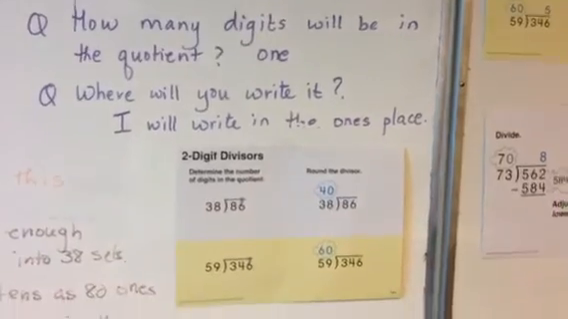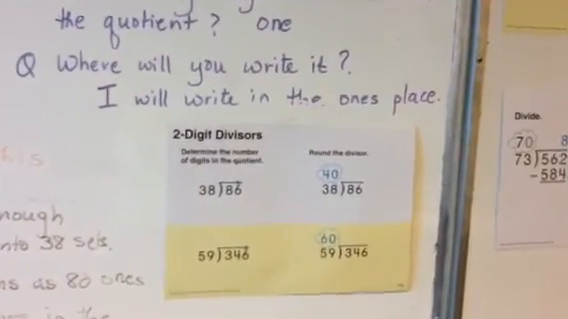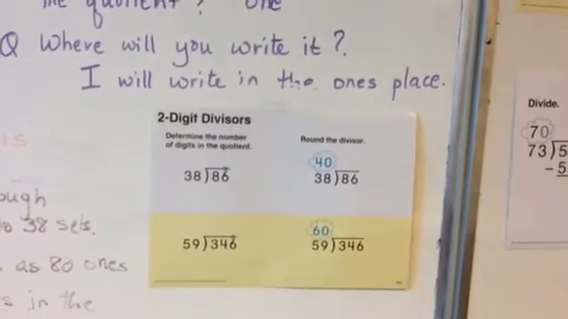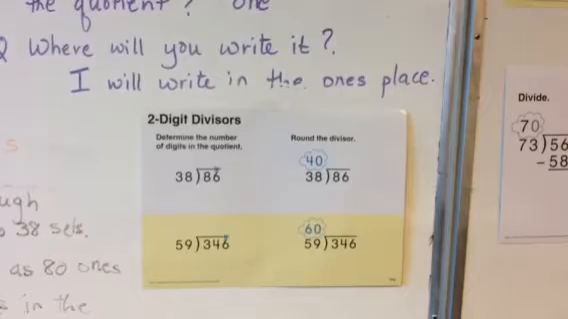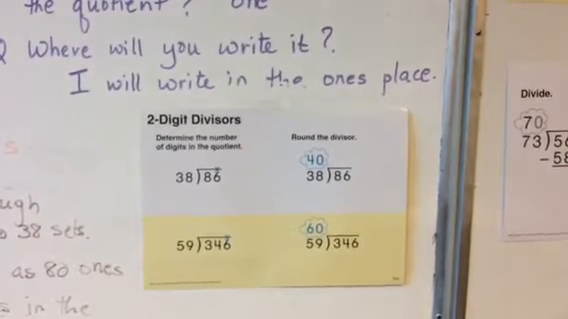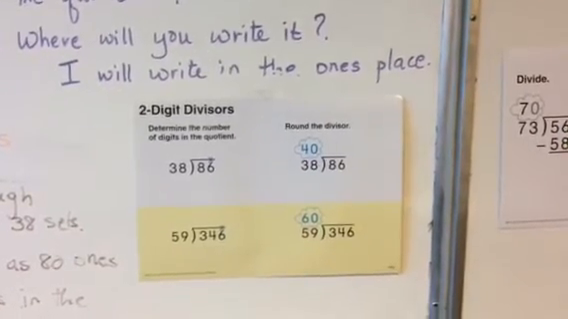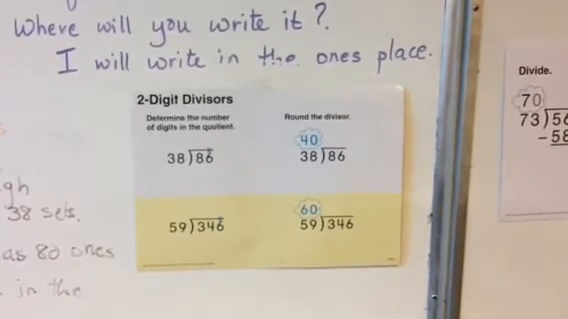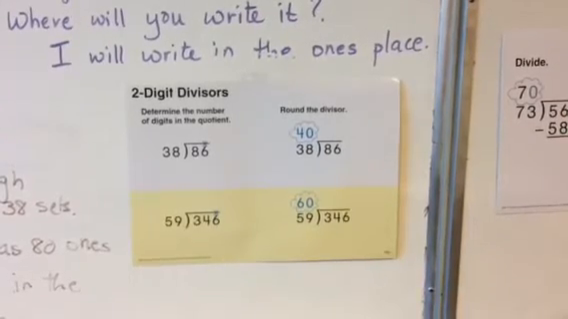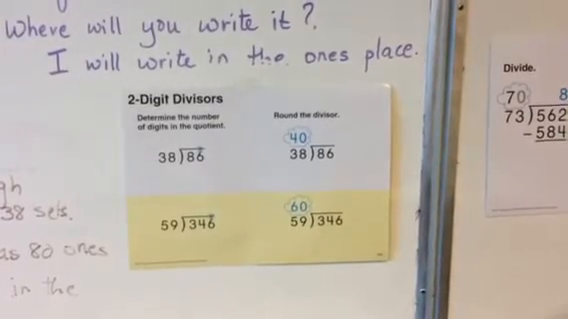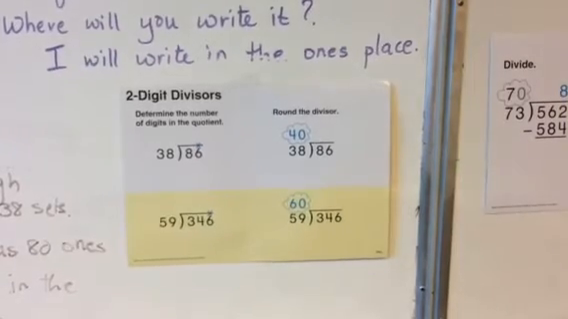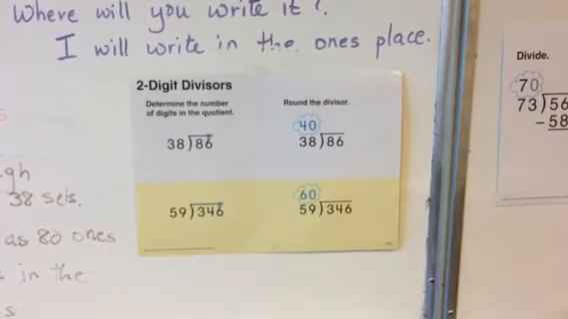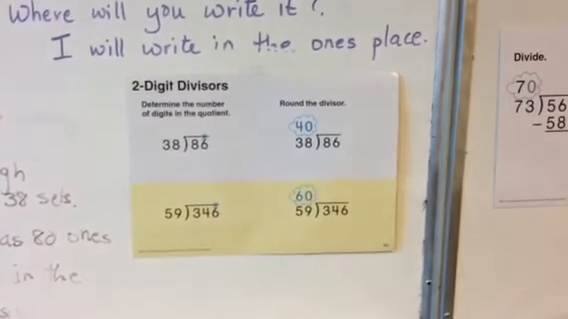So I put this chart up with two problems. Two-digit division, two-digit divisor. Determine the number of digits in the quotient. 38 will go into 86 in the first place, and I will round the divisor to help me figure out how many digits will be written in the quotient. So 38, I rounded off to 40. 4 times 2 is 8, so 80. So round the divisor to help you figure out the quotient.